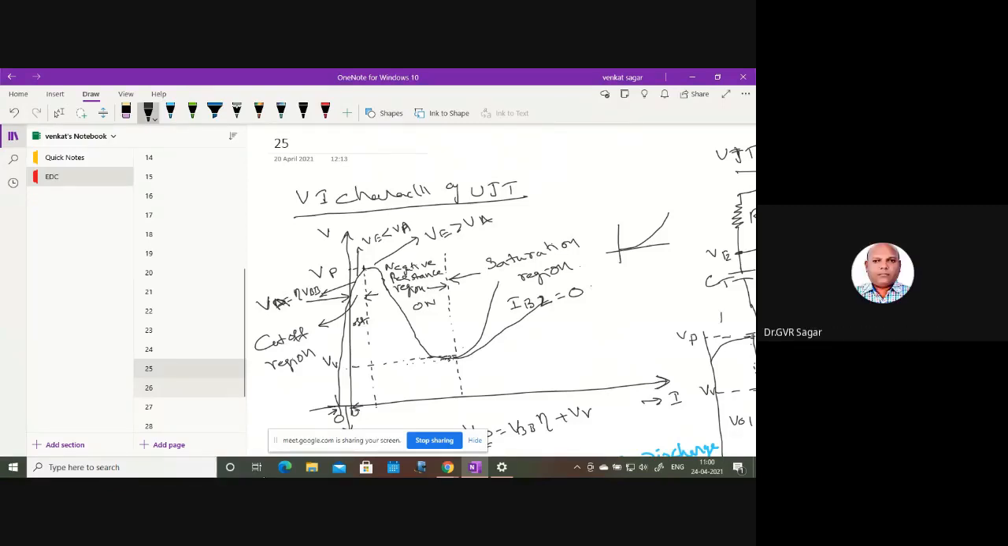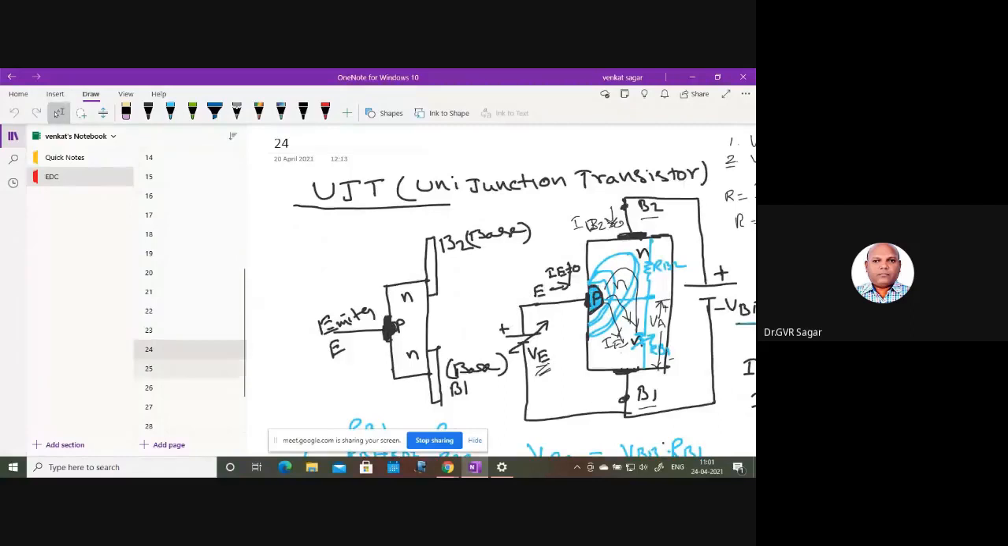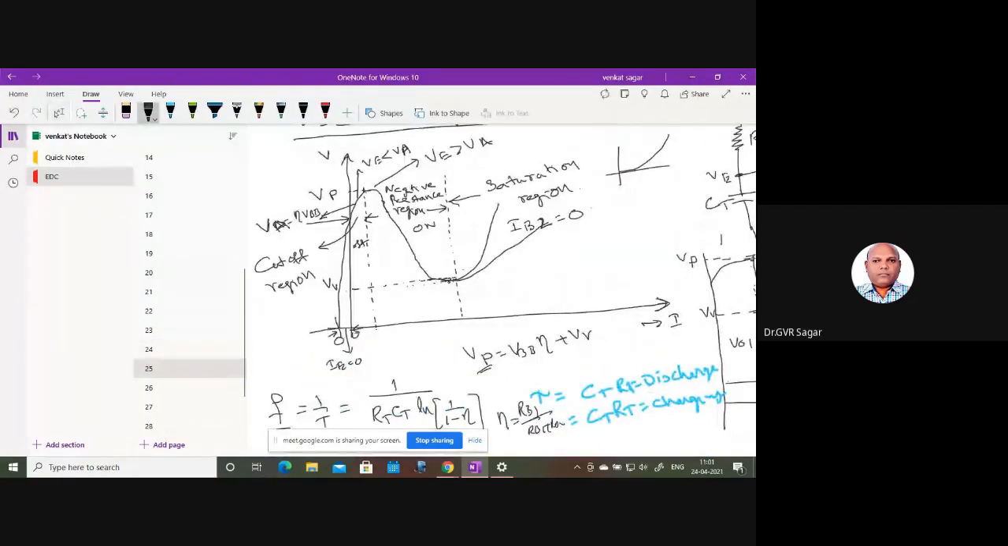So we are using the UJT as a relaxation oscillator between the peak value and the valley point, right? Until the peak value is reached, the UJT is off. After reaching the peak point, the UJT goes into the on state, right? Based on that, we can calculate the frequency. So this is the VI characteristic, and this is one of the applications only.